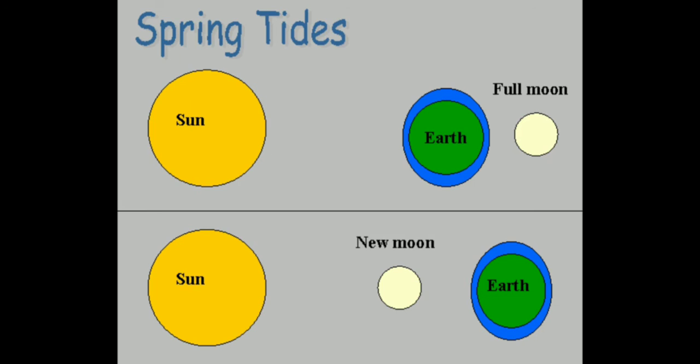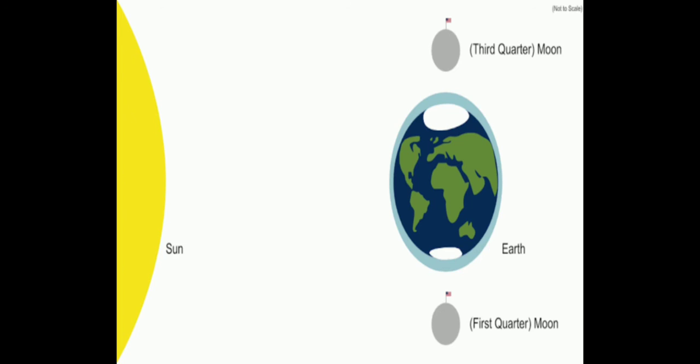Exceptionally high tides are caused during the full moon and new moon days. Such tides are called spring tides. On the other hand, when the moon is in its first and last quarter, exceptionally low tides occur. These are called neap tides.